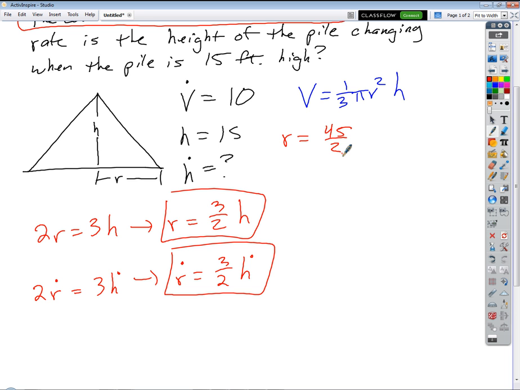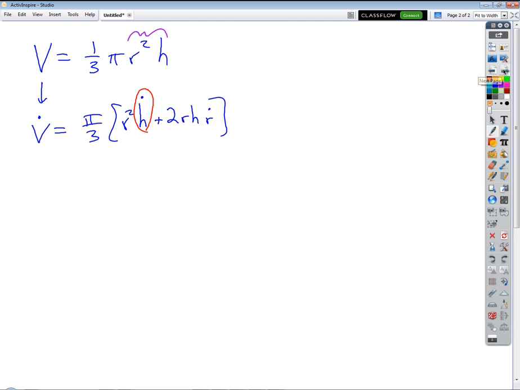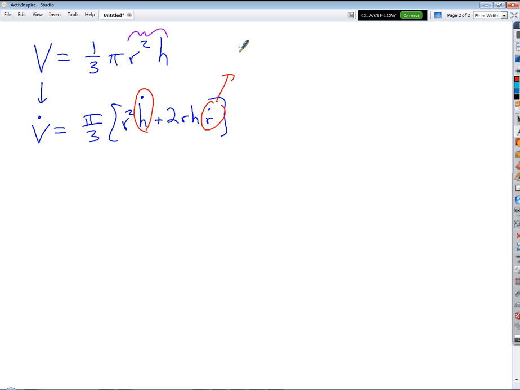But the problem here is we don't really know what R dot is, do we? We don't know what H dot is. Right, we don't know what H dot is. But we could do a substitution, right? We know that R dot has to be equal to 3/2 H dot, don't we? So if we go back to our other equation over here, this R dot we could deal with. That R dot has got to be equal to 3/2 H dot.